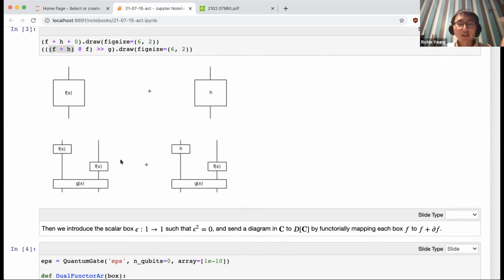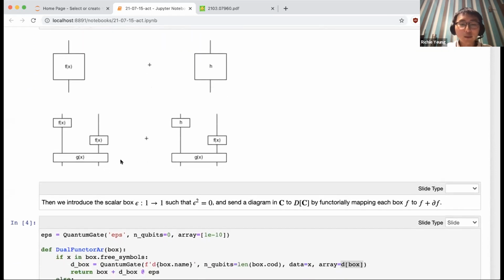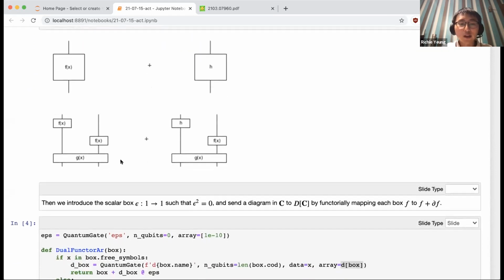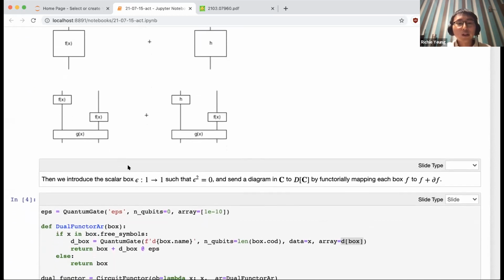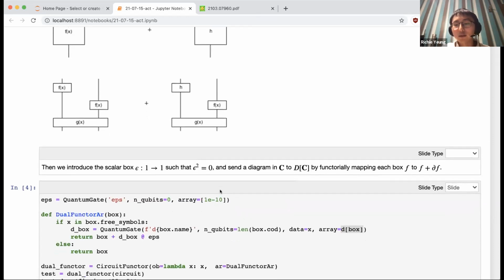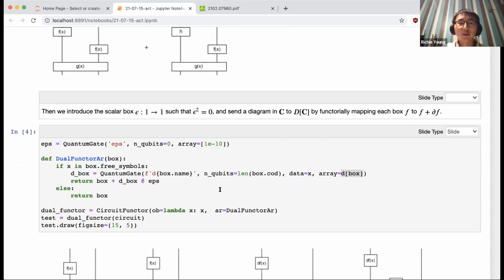So now this is what it looks like in DiscoPy. Now that we've enriched our monoidal category with commutative monoids, we need to introduce the scalar box like we did in dual numbers. So we introduced the scalar box such that epsilon squared is equal to 0. And we map this category C to the dual of C by functorially mapping each box from F to F plus delta, like we did for dual numbers.